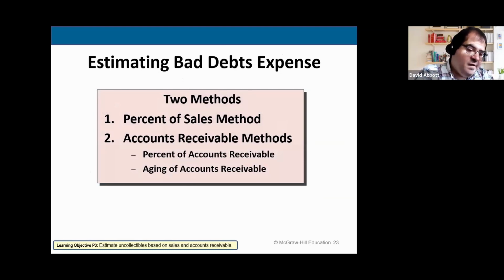Bad debt expense is estimated under the allowance method. There are two common methods. One is based on the income statement relation between bad debt expense and sales. The second is based on the balance sheet relation between accounts receivable and the allowance for doubtful accounts.